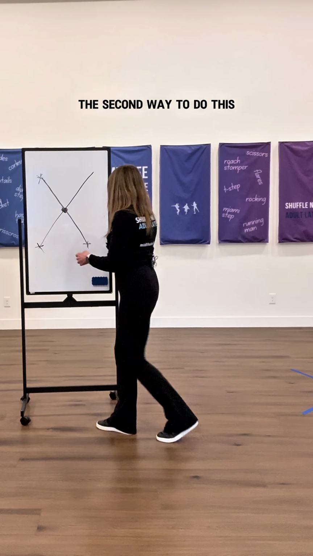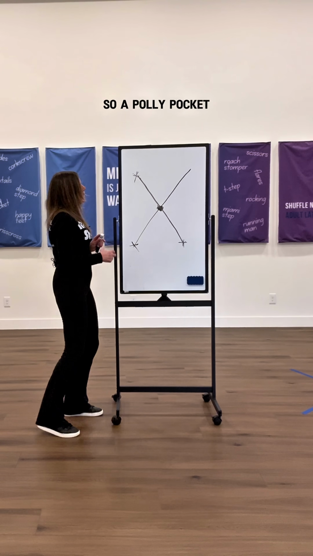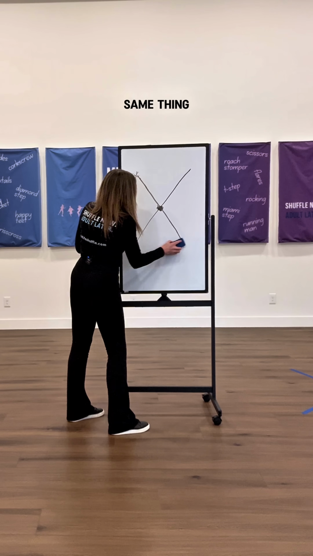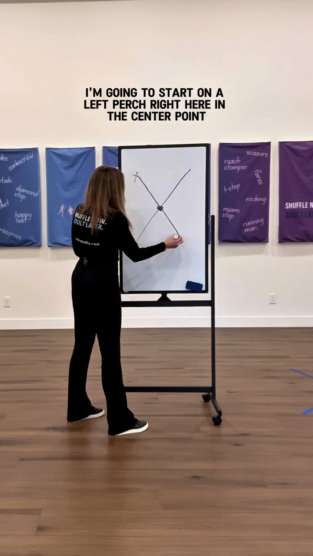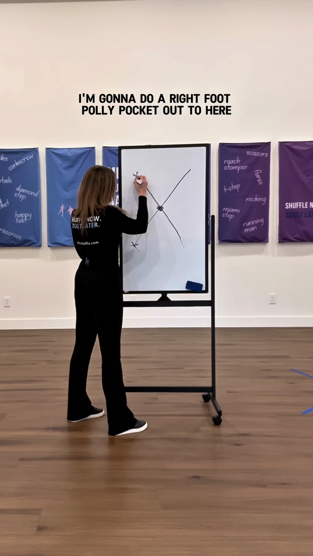The second way to do this is coming off of a Polly Pocket. So a Polly Pocket, same thing. I'm going to start on a left perch right here in the center point. I'm going to do a right foot Polly Pocket out to here.